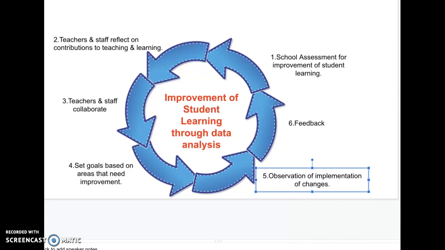And that's where we would go on to 4, where they set goals based on areas that need improvement. So of course they would set improvement goals. That would then go on to 5 for observation of implementation of these changes that they created in step 4.